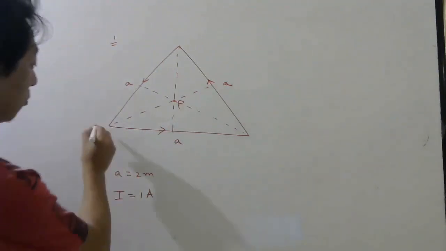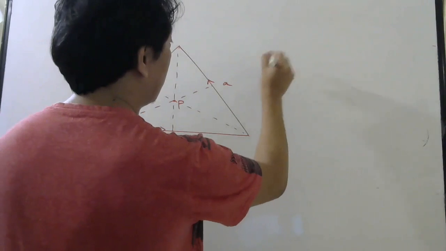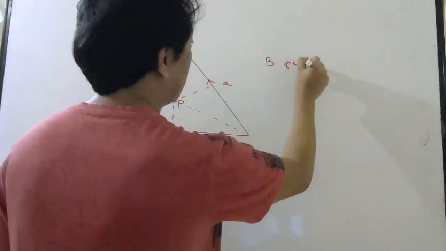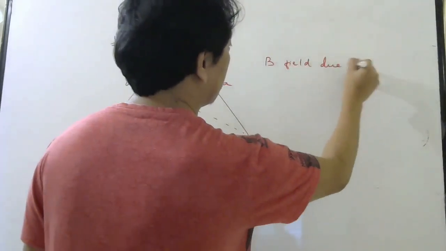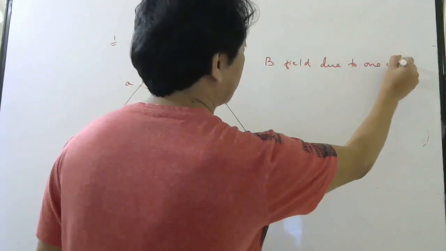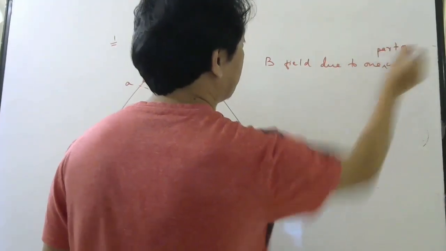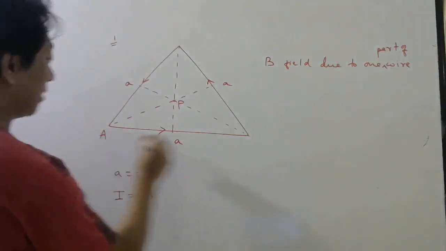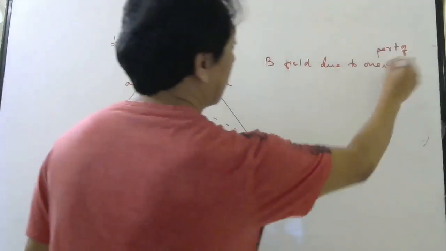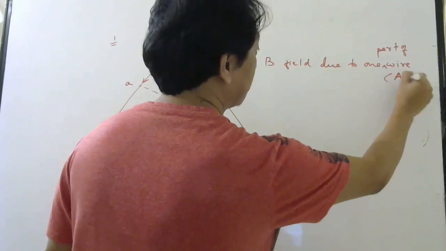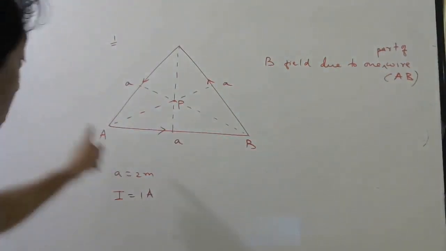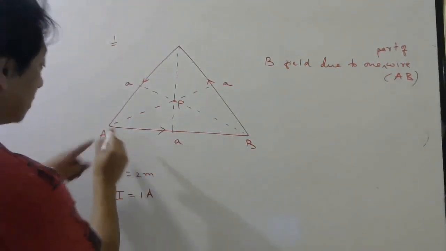So let us take one wire. So magnetic field due to one wire or one part of the wire. Which part? Let me call this AB. So one part of the wire which is AB. Let us find due to this part. So this is a finite wire.